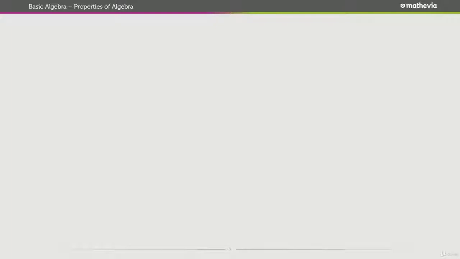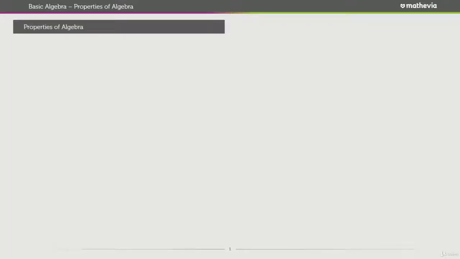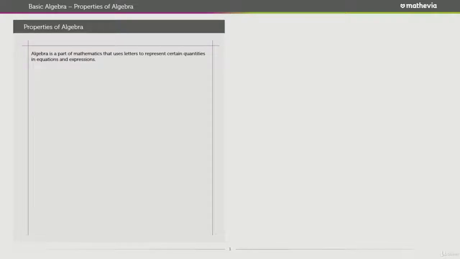So, basic algebra, the properties of algebra. Now, what exactly is algebra? Algebra is a part of mathematics that uses letters to represent certain quantities in equations and expressions. For example, you could have an equation like this: a plus 1 equals 3. What is this about? A plus 1 equals 3.